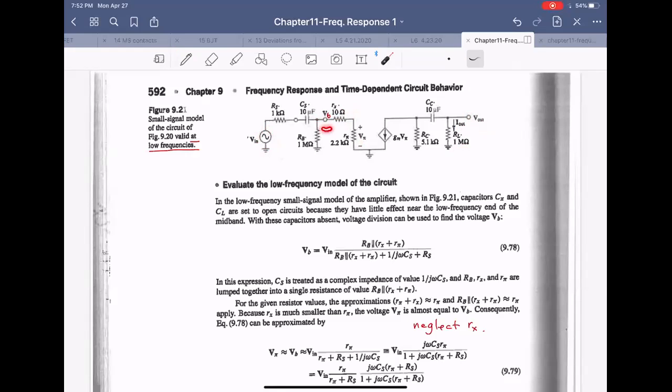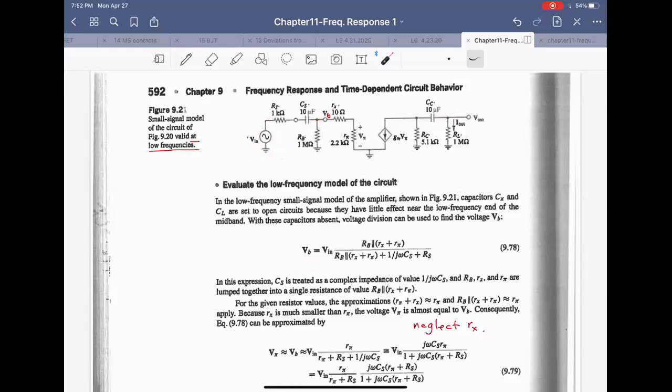This VB equals V pi. So we have to go from V in to VB, and VB to V out, like this. We need two steps like that. Let's find the VB, and the VB to the V in. Okay, VB is V in.